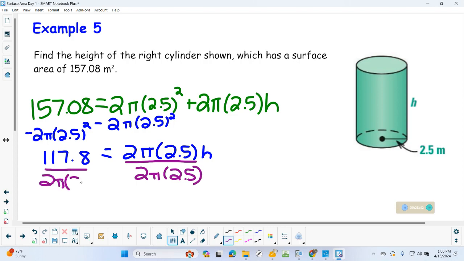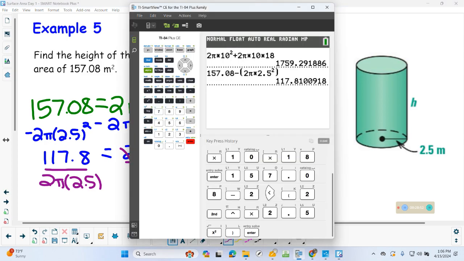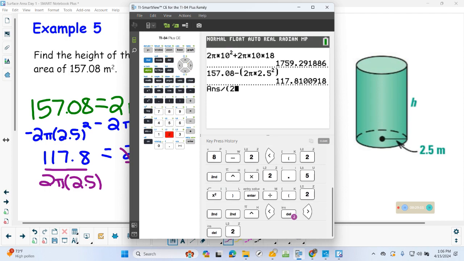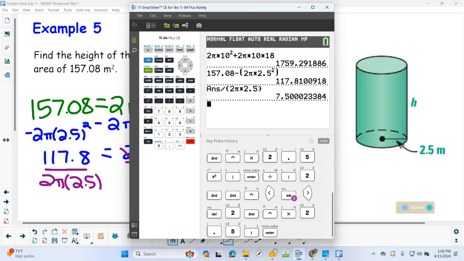Now, when I type this in, and you might be ahead of me typing it in, which is fine, I'm going to put parentheses around that denominator. I want it to divide by all of that stuff. So on my calculator, I've got that 117.8 still in it. I'm just going to leave it. I'm going to hit divided by, put parentheses, and now type the 2 pi, times 2.5. And you should get about 7.5.